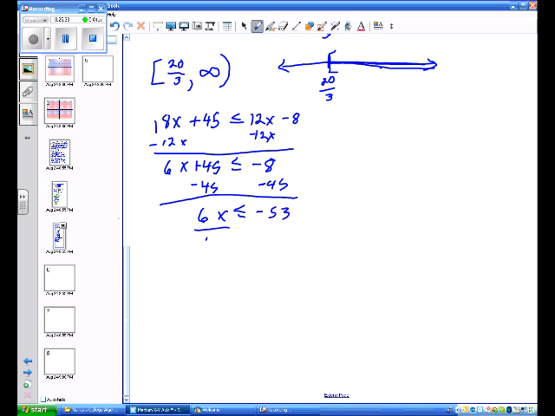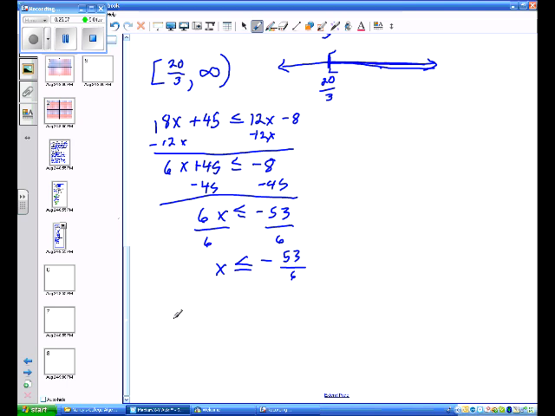Then divide both sides by 6. Now again, we're dividing by a positive number. So our inequality stays the same, less than or equal to negative 53 sixths. You don't need to change that to a decimal. You don't need to change it to a mixed number. So it doesn't matter that our answer was negative. It's what you divide both sides by.